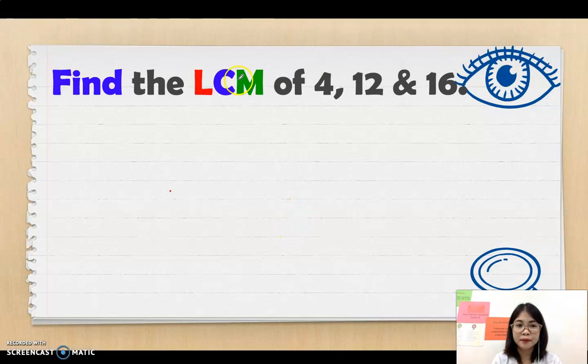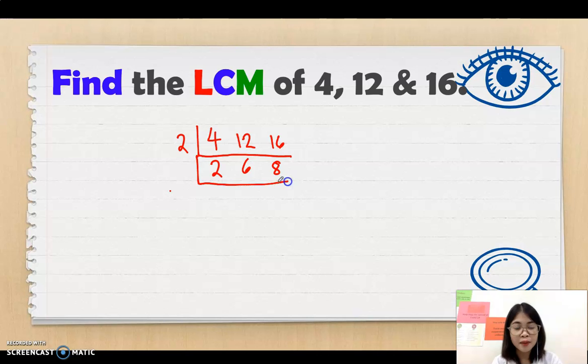Last example. Find the LCM of 4, 12, and 16. Find the common factor of at least two numbers. We have 2, so 4 divided by 2 is 2, 12 divided by 2 is 6, 16 divided by 2 is 8. There's still a common factor between these three, which is 2. 2 divided by 2 is 1, 6 divided by 2 is 3, 8 divided by 2 is 4.